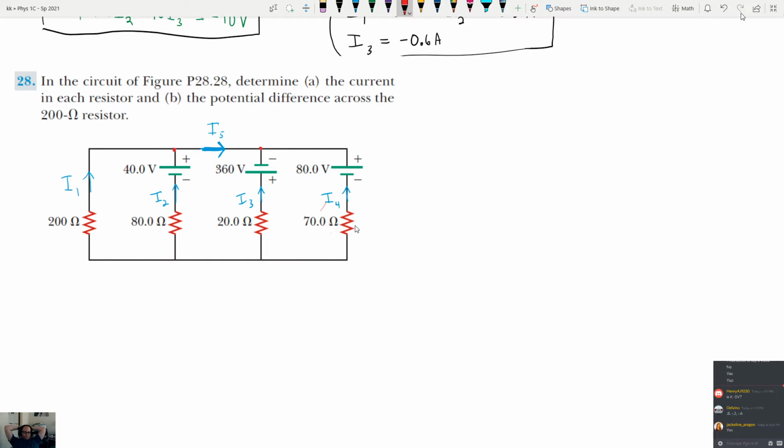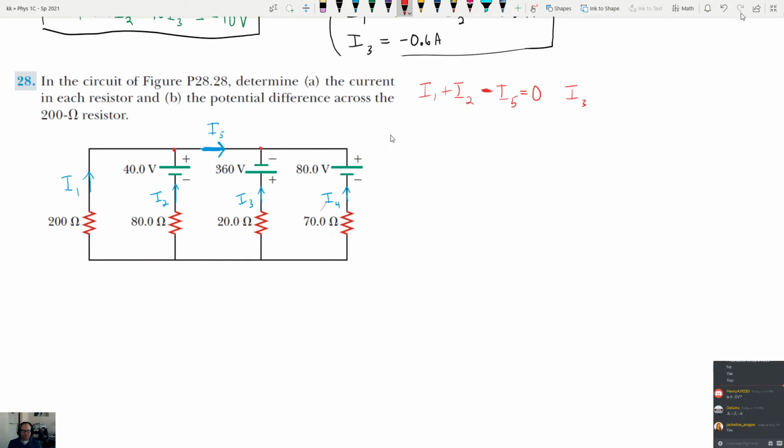Would you like us to use that I5 that you drew? You don't really have to. Let's get that issue out of the way because I don't want people to get too confused by this. What would the junction rule say for this junction right here? We got I1 and I2 coming in, those are positive, and we got I5 going out. Sorry, I don't mean to be confusing. I1 and I2 go in, I5 goes out, so it's negative. So I should have written I1 plus I2 minus I5 equals 0.